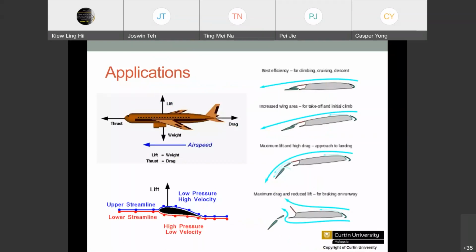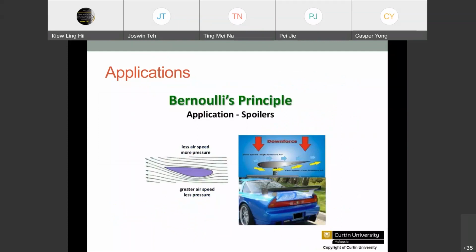And also the spoiler of the car. For those who would like to race cars, usually they will have a spoiler behind. Why? Because of the shape itself, it will cause the car to be more stable. There is a downward force causing the car to stick down to the road. Otherwise, when you are driving too fast, remember, higher velocity will cause lower pressure. So if you are driving too fast, your car might drift away, which is very dangerous. So you need that spoiler.